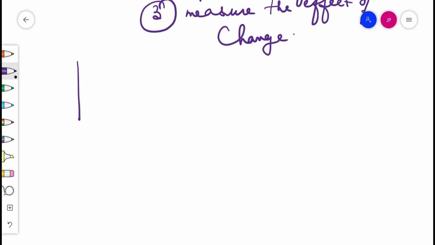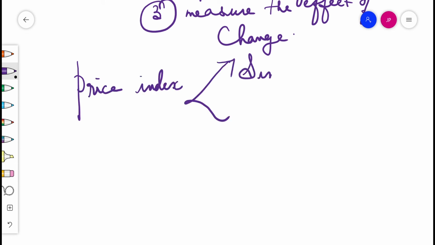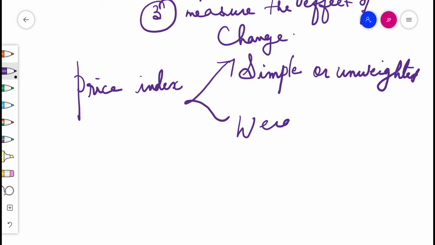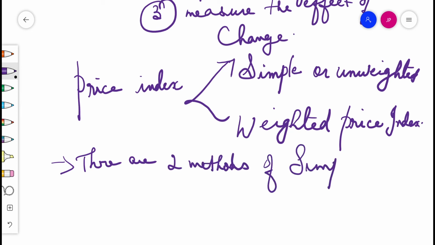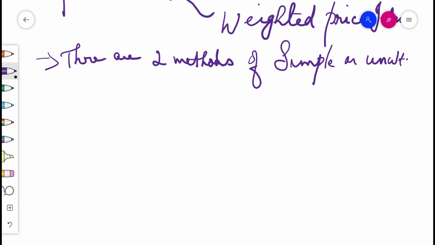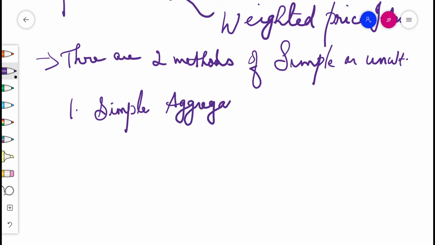Price index numbers are of two types. One is simple or unweighted. In that, weight is not considered. And the second one is weighted price index numbers. There are two methods of constructing or calculating simple or unweighted. The first one is, as the name itself says, the simple aggregate method. What's the word meaning of aggregate? That is, sum total of. Weight is not considered, it is unweighted, and it is the simple aggregate method.